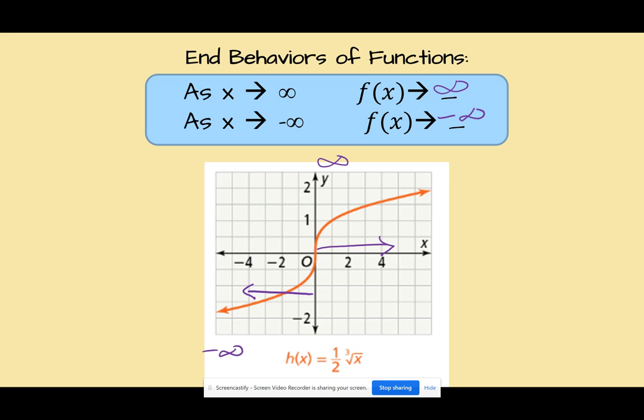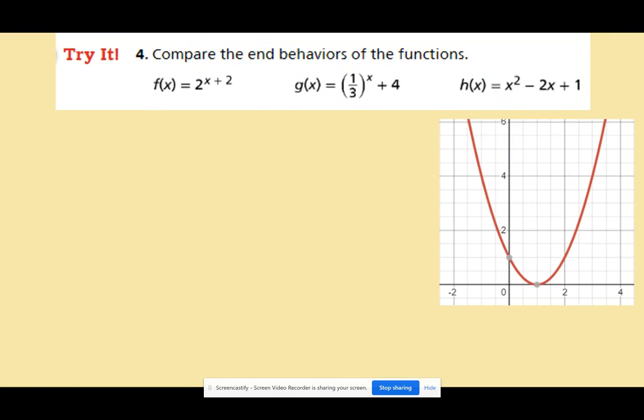All right, and again, you would have to write this whole piece, but the left side is always the same: as x approaches infinity, as x approaches negative infinity. That just tells us, are we moving left on the axis or right on the axis? The right side is your fill in the blank part, and that tells us, are we moving up or are we moving down? Okay, here's another try it. So pause your video, check these out, use Desmos if you need it.